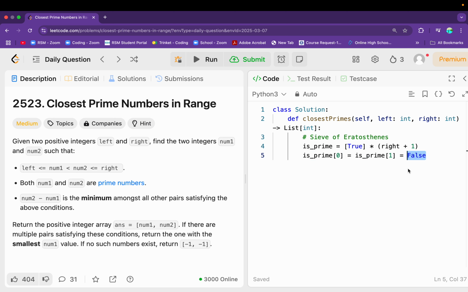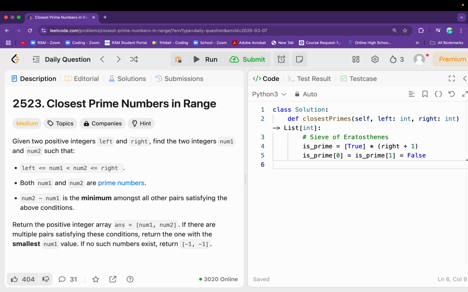So we're explicitly setting their values to false in the prime list because these are our initial values that we start our is prime list with, right? That's our base case. Once we have 0 and 1 as the non-prime numbers, now let's actually implement the sieve of Eratosthenes, right?